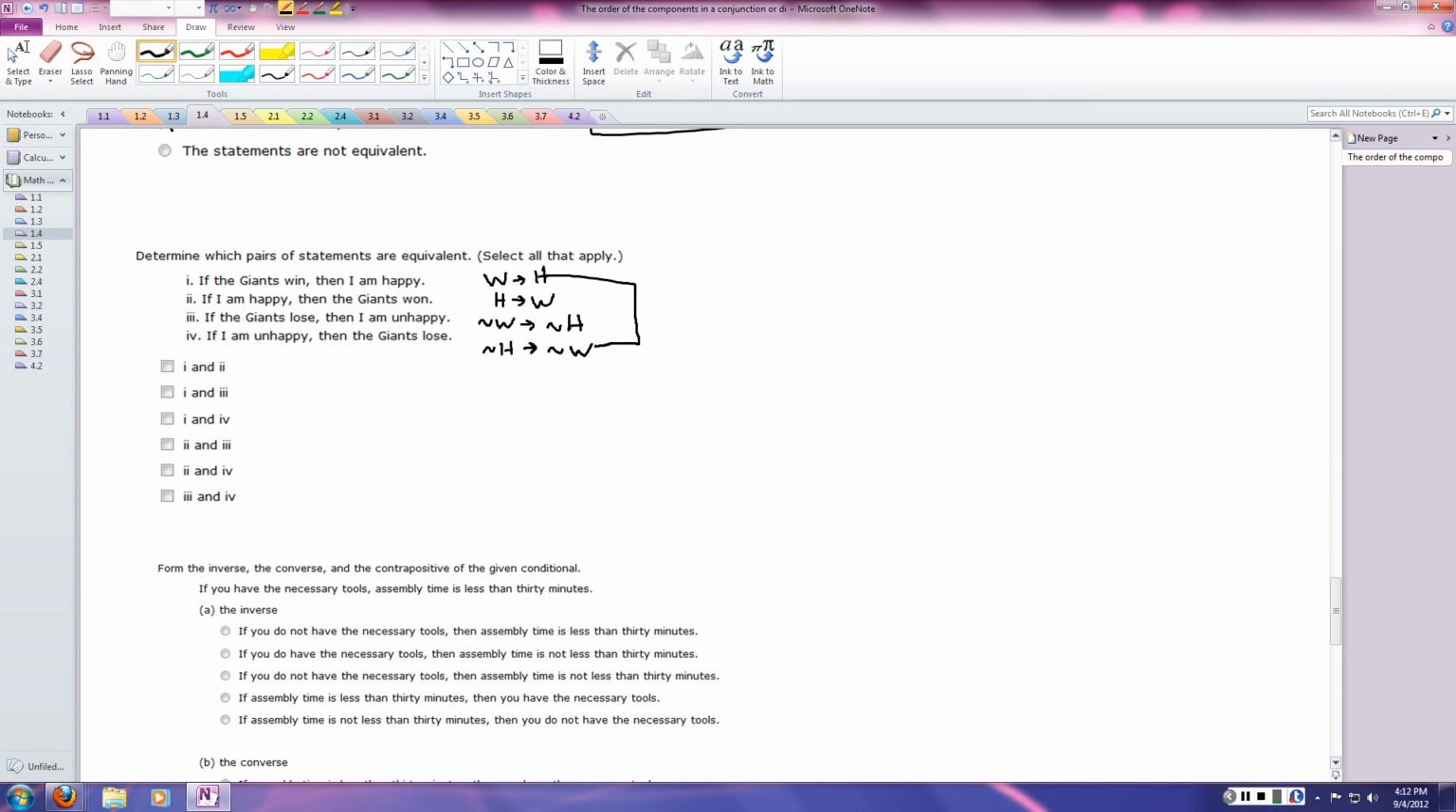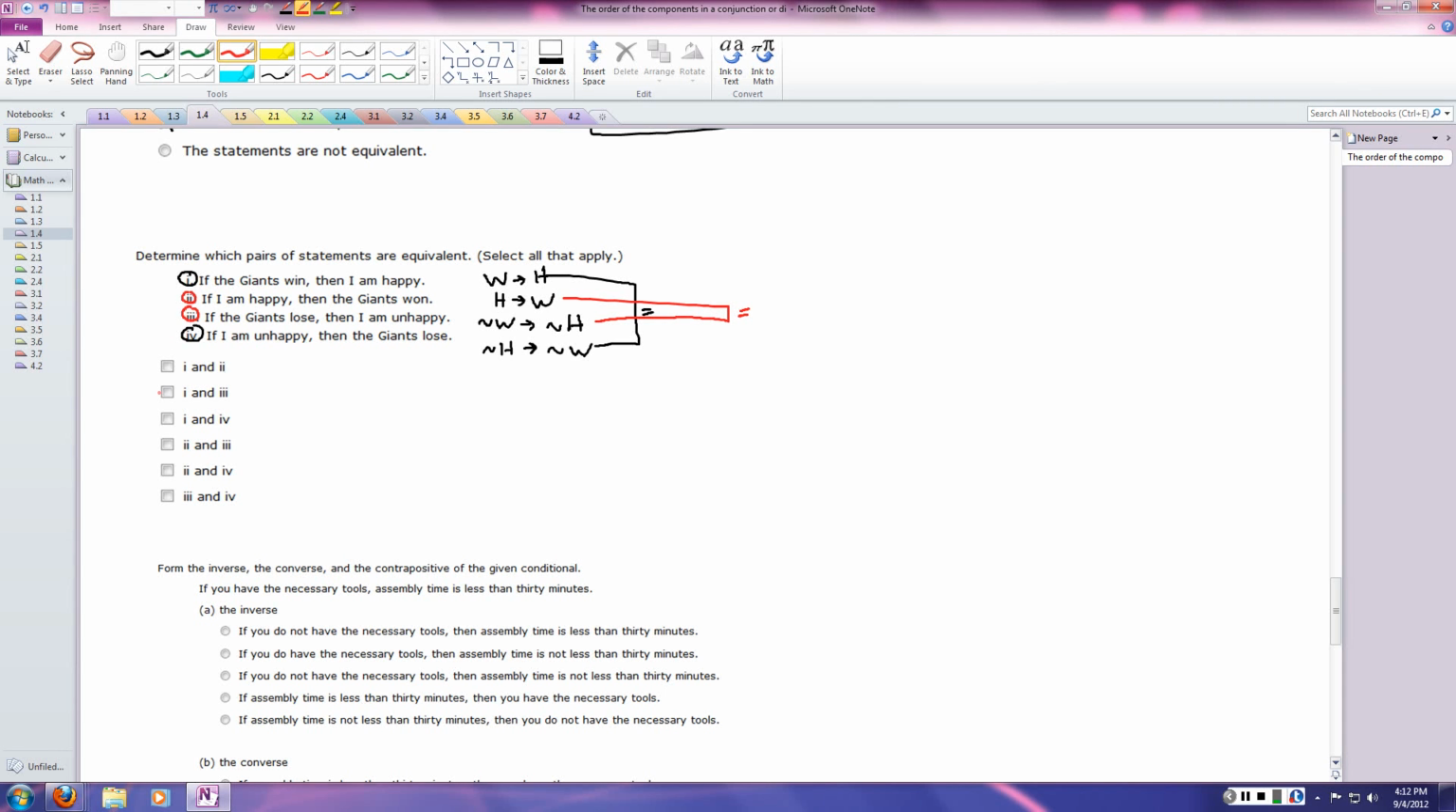So if you notice, win, happy, not win, these are contrapositives of each other. So 1 and 4 are equivalent. These are equal. More so, these two statements are contrapositives. I flip them and I negate them, so these two are equal. So 2 and 3 are the same.